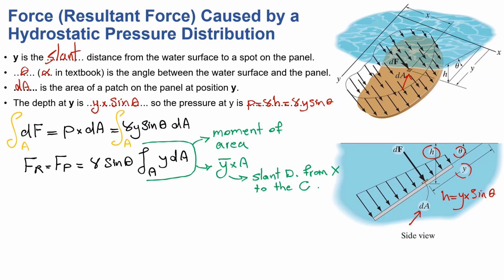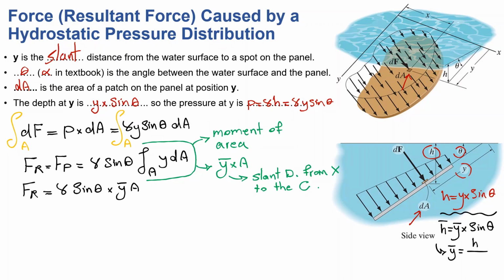Now, let's replace that in our equation. So our resultant force is equal to gamma sine of theta, and then instead of that integral, I'm going to put just y bar A. Now, in this equation over here, I can calculate h bar, right? H bar would be equal to y bar times sine of theta. And then if I solve it for y bar, it would be h bar divided by sine of theta. And what is h bar? H bar is simply the depth to the centroid of the submerged area. So I will actually define it later. Let's put it in this equation.